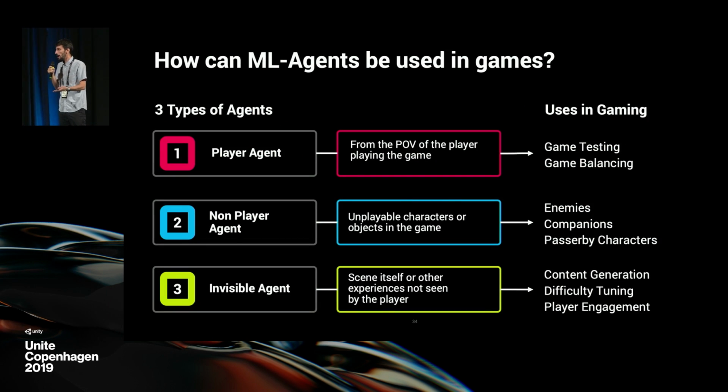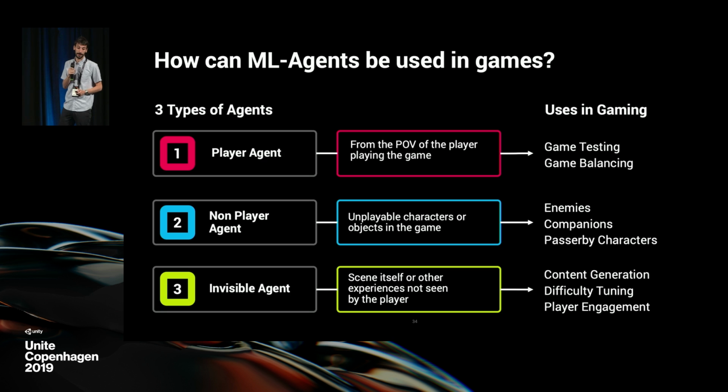So how are agents useful in video games? We see three types of applications. There are agents that are player agents. They play from the point of view of the player. You can use these agents to test the game and maybe to figure out difficulty balance. Like, maybe is my game too hard because even a machine learning algorithm cannot solve it? That will be a problem.